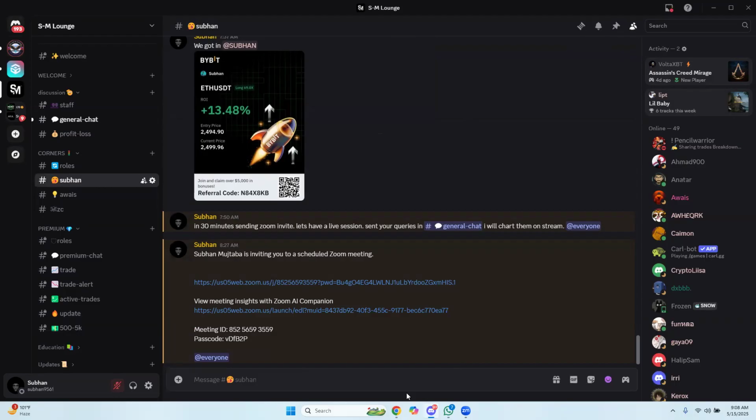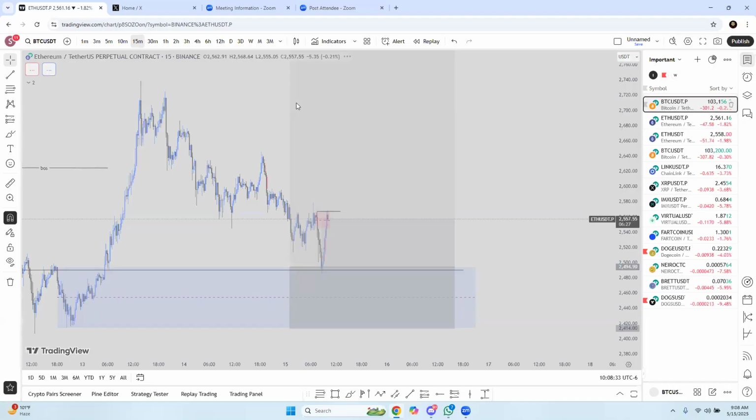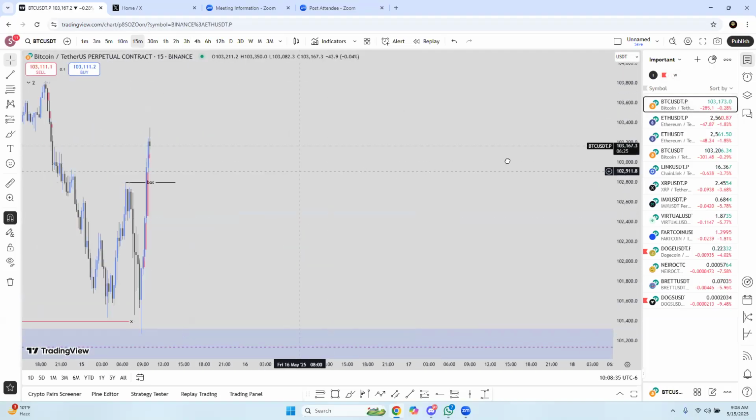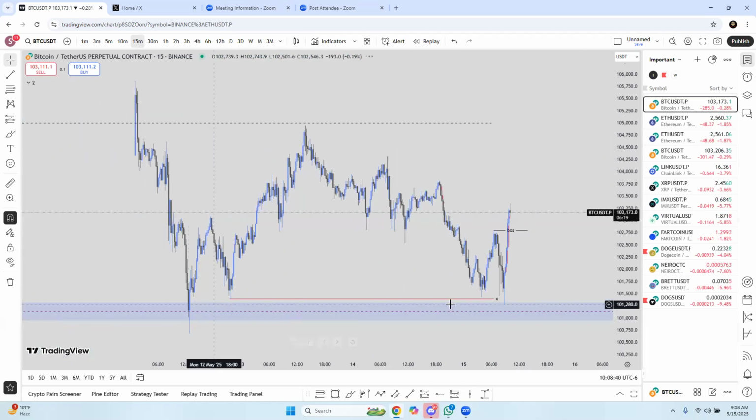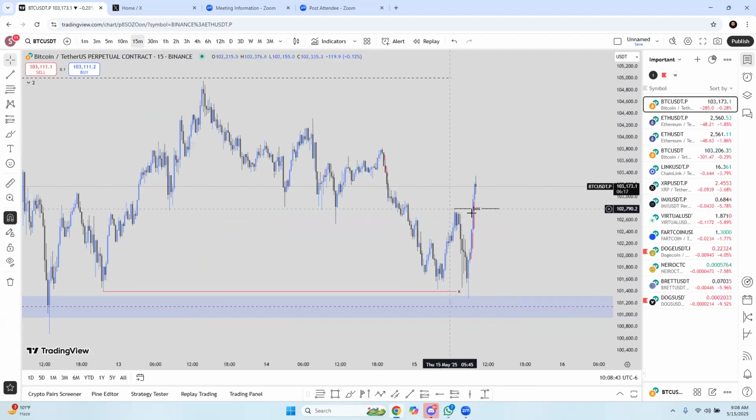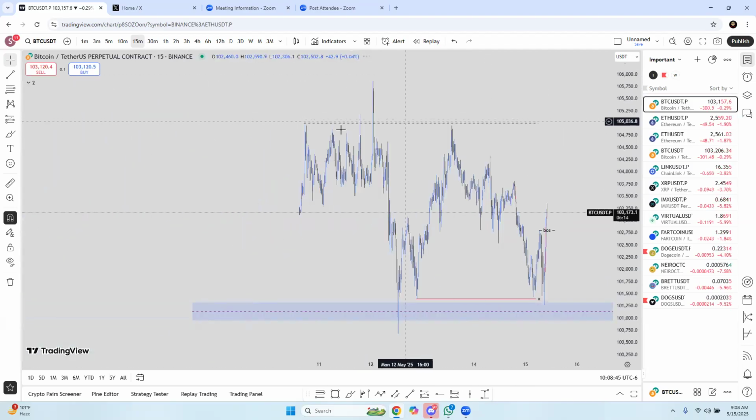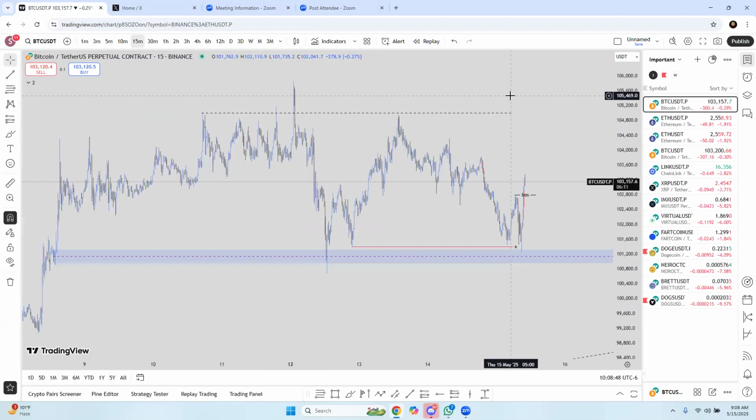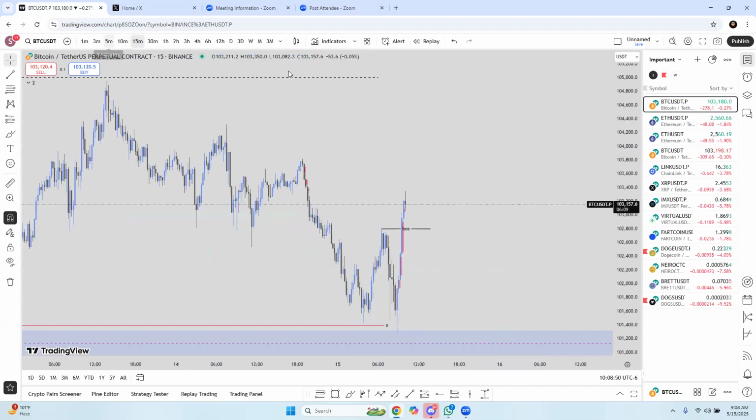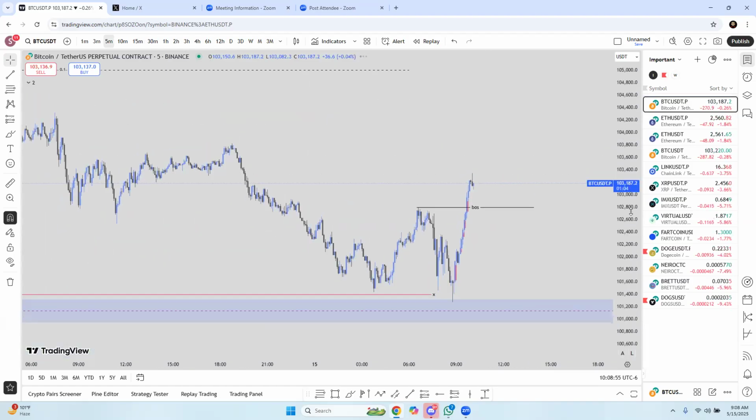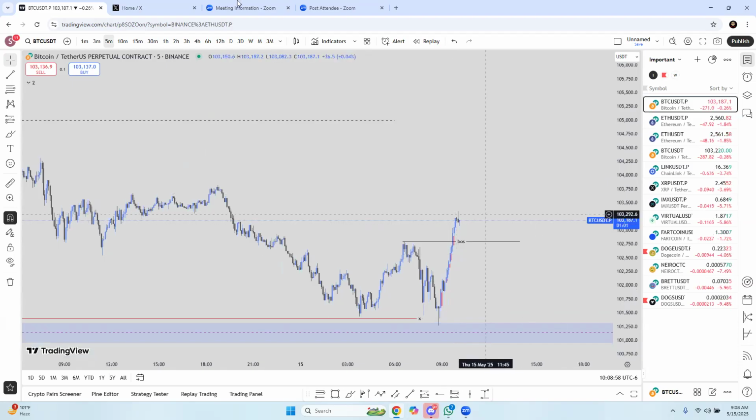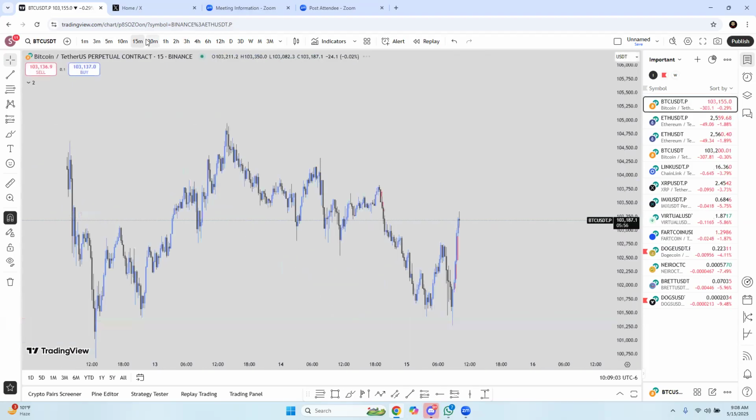Hopefully, you guys understand Bitcoin structure and all that. Nice BOS on Bitcoin, man. Liquidity hunted beautifully. BOS here, internal BOS. Now this is your target. 3 tap here. I will keep an eye on Bitcoin. If I find something interesting on Bitcoin, I am going to share here in Discord. Nice, nice, nice Bitcoin move.